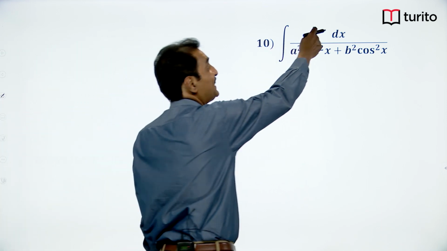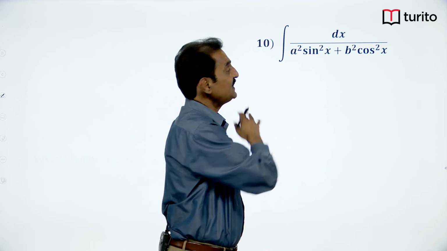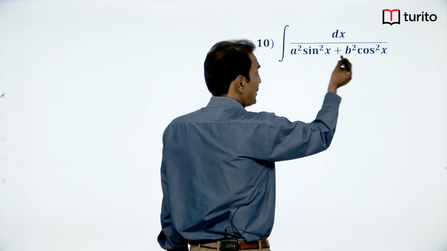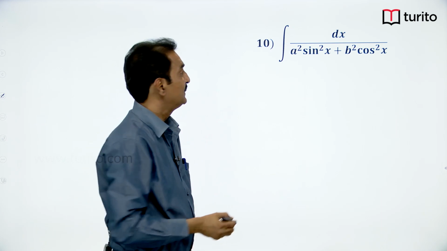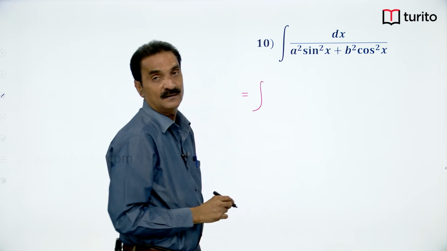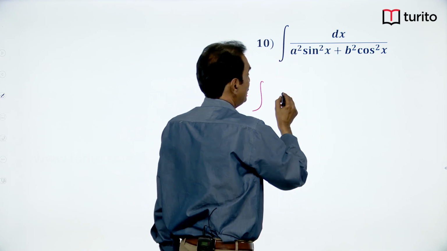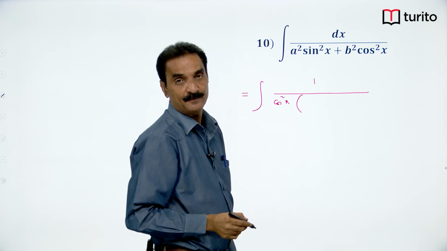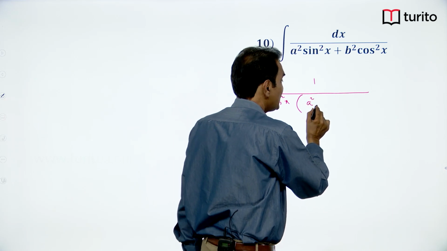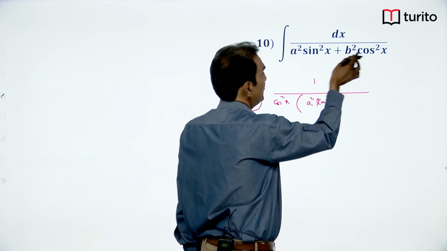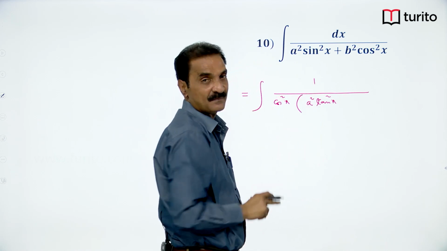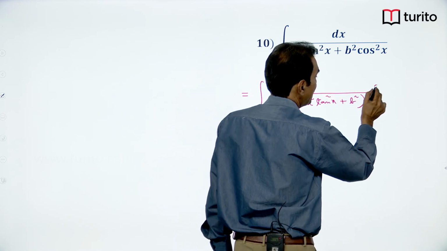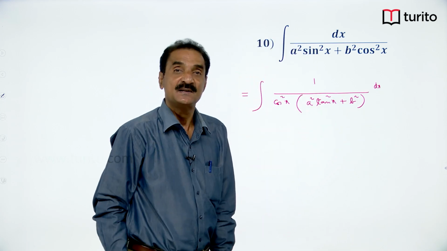This time the numerator is only dx, the denominator is the same. What will you do? You take cos square x common from the denominator. You will get 1 by cos square x into a square tan square x plus b square dx. Taking cos square x common means here we have to divide by cos square x. Sin square x by cos square x is tan square x. 1 by cos square x is secant square x.